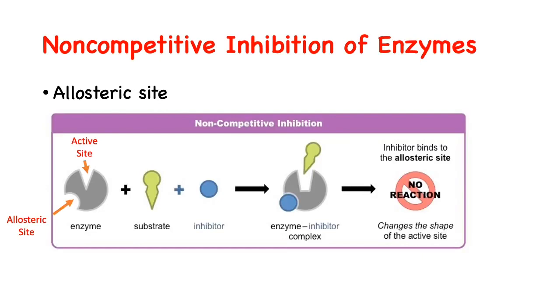Remember that substrates bind to active sites on the enzyme. Once the binding of the substrate to the active site occurs, the substrate is converted into the product and released. In non-competitive inhibition, a second binding site exists. It's called an allosteric site. An inhibitor, in this case represented by the blue ball, can bind to the allosteric site, and when it does that, it changes the shape of the active site. If you change the shape of the active site, the substrate can't bind, therefore the reaction will not occur, and the product won't be formed.